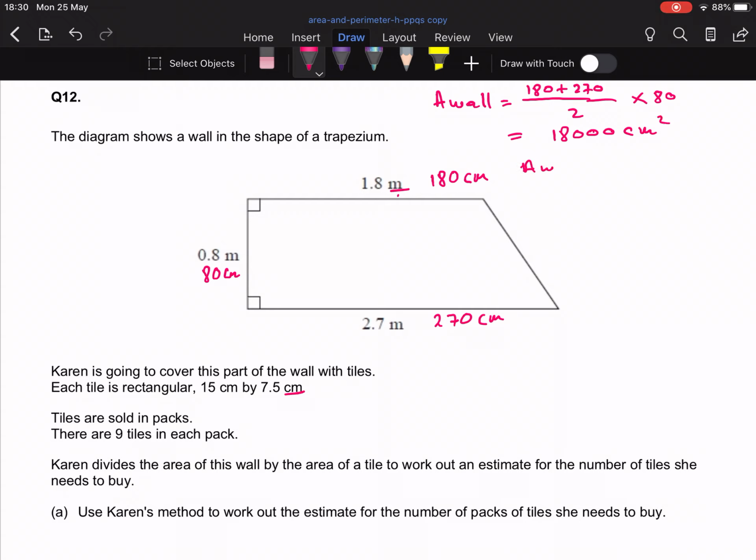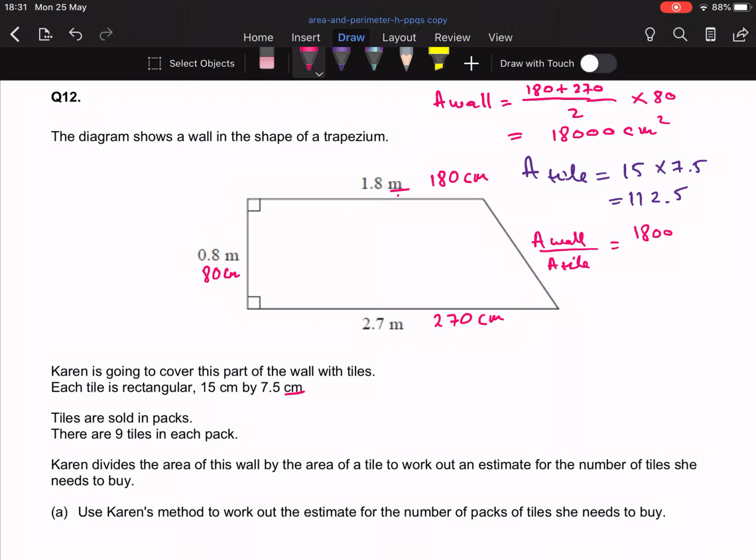Now I'm going to do the area of the wall. No, I've already done the area of the wall. What am I saying? I'm going to do the area of the tile. So area of tile is 15 centimeters multiplied by 7.5, and I'm getting 112.5. So now I'm going to work out the area of the wall divided by the area of a tile, just like it told me to do.